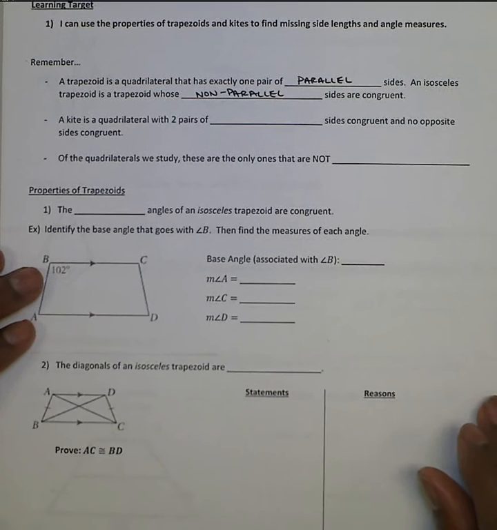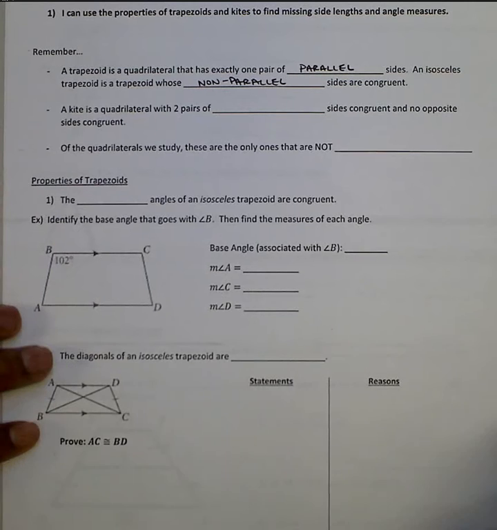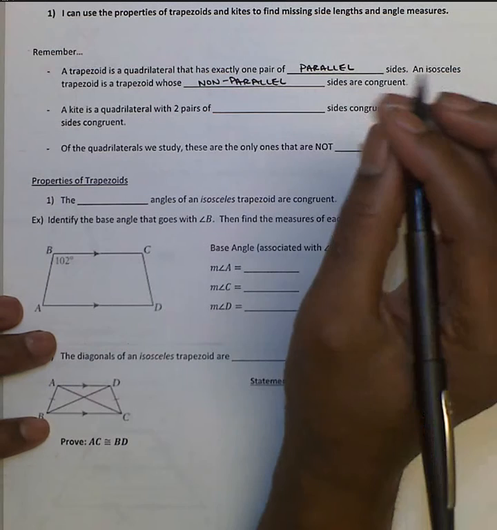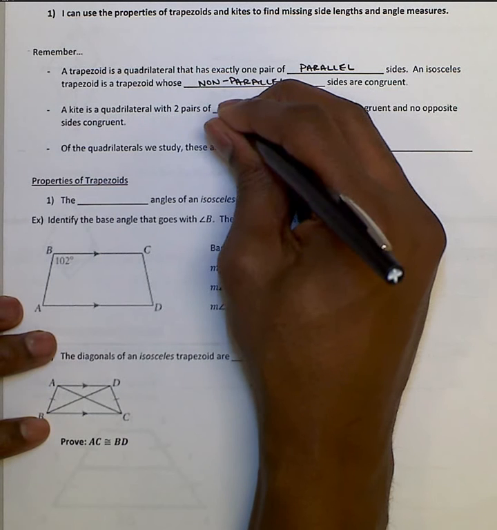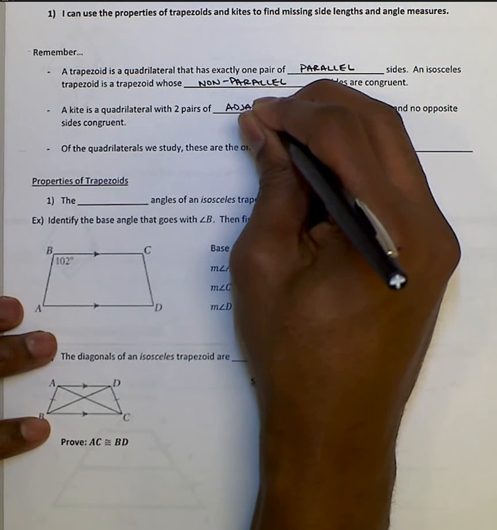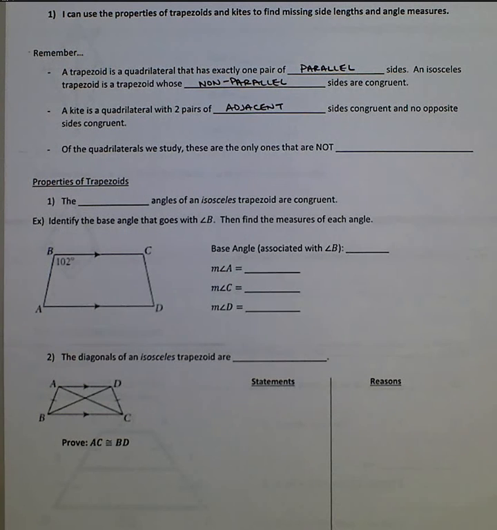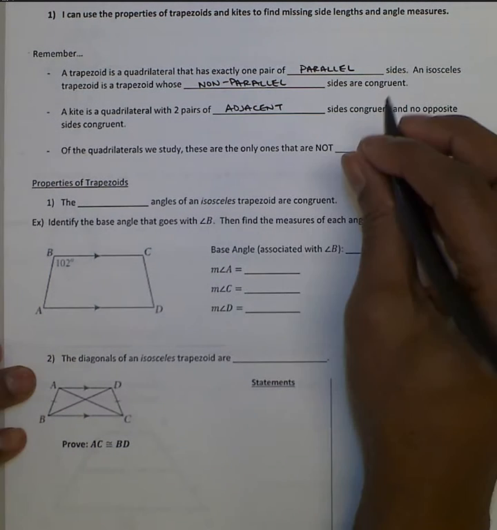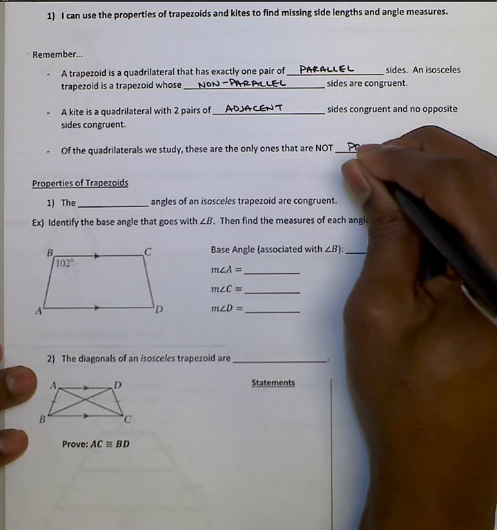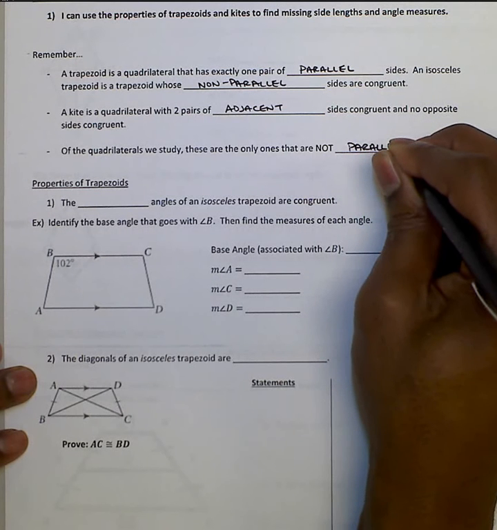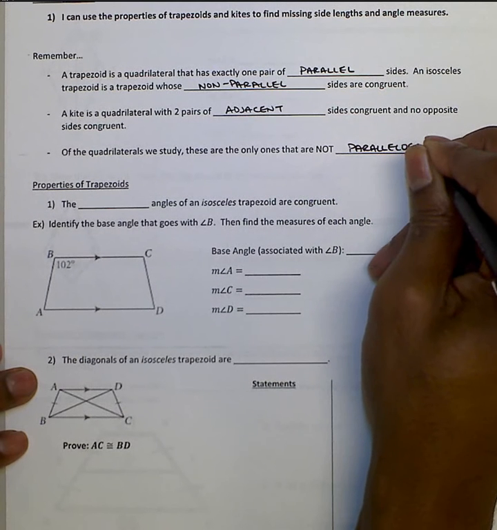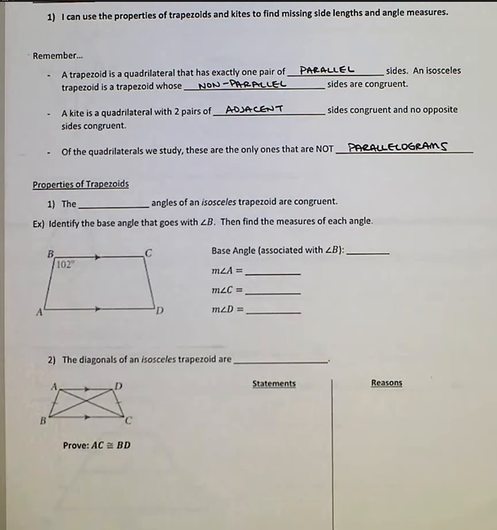Okay, a kite is a quadrilateral with two pairs of adjacent sides that are congruent. Adjacent means next to. And no opposite sides congruent. Okay, that way a kite and a rhombus cannot be the same. And of the quadrilaterals we study, these are the only ones that are not parallelograms. So these are not parallelograms. None of the properties of parallelograms apply to these.